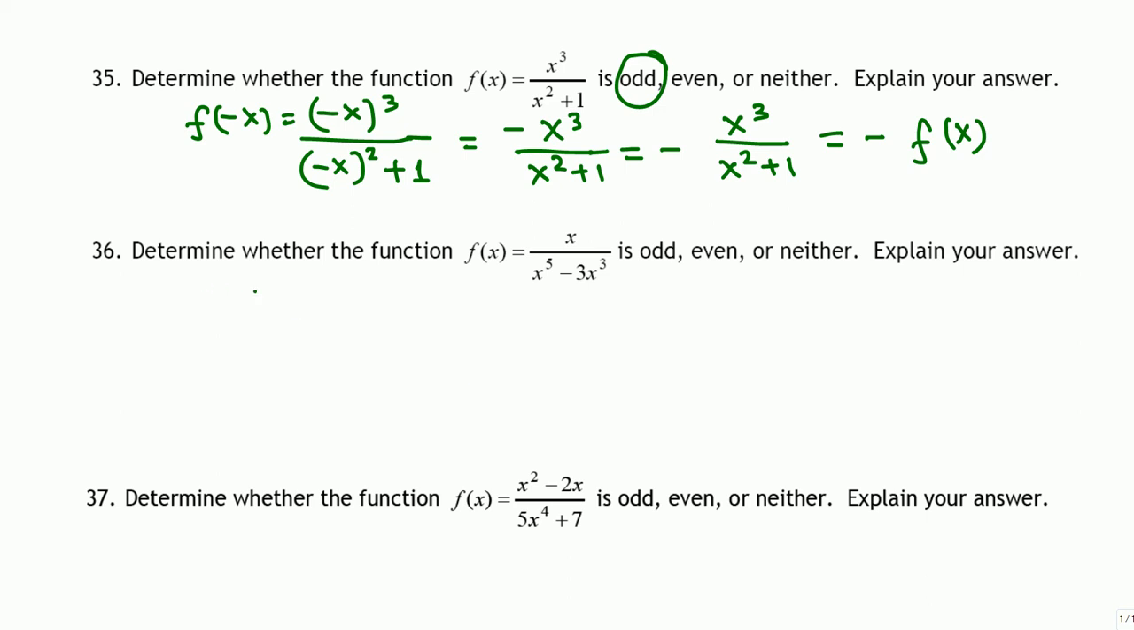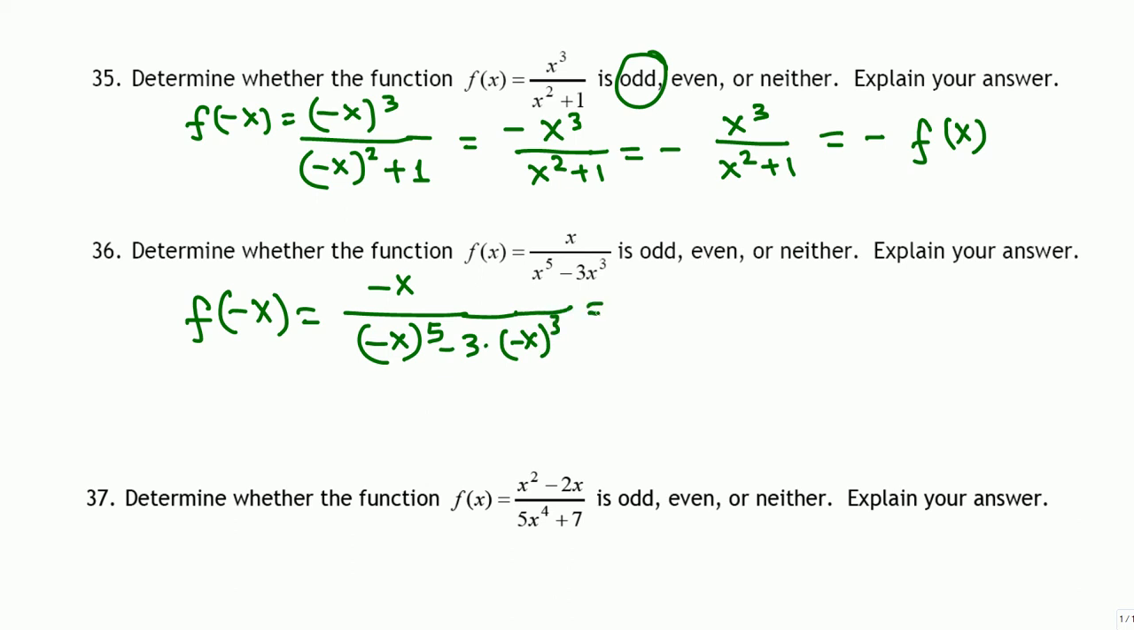Let's move to the next question. Same thing, replace x by negative x. So x becomes negative x, over negative x to the fifth, minus 3 times negative x cubed. Okay, negative x on the top. Negative 5 times, that will be negative x to the fifth. Now negative 3 times negative x cubed, a negative and a negative make positive, 3x cubed.